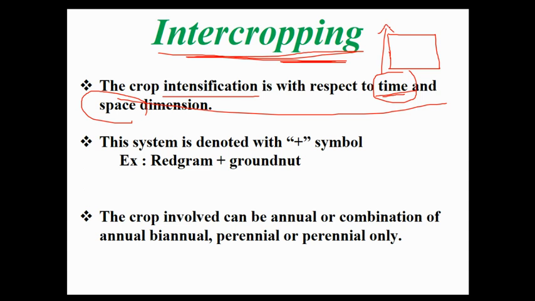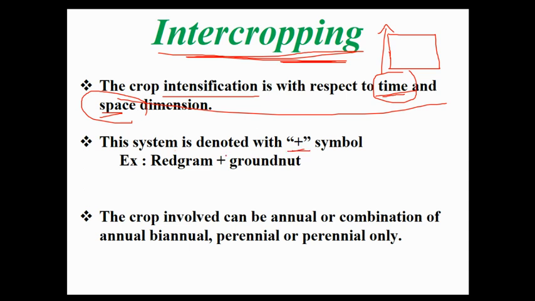Still, I am increasing my yield as well as the space dimension. Earlier my area was 1 acre, now also 1 acre. Within this 1 acre of land, without increasing my space as well as time, I have increased my production, so the crop intensification is with respect to time and space dimension. The system is denoted with the symbol plus.